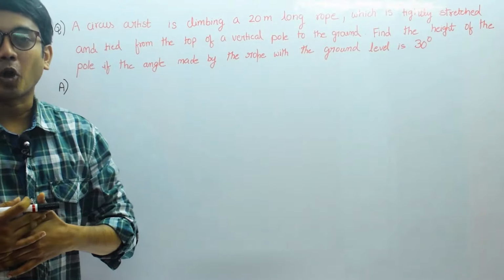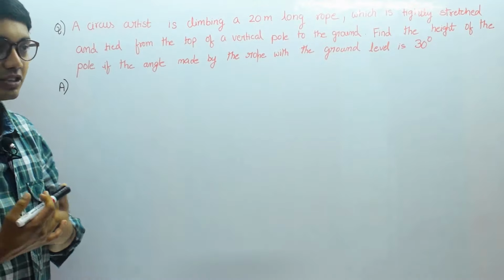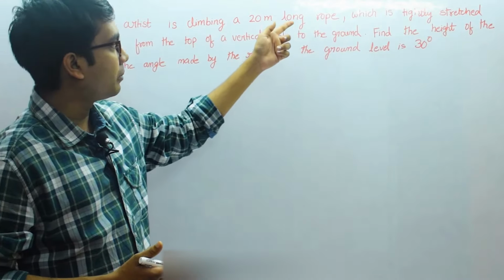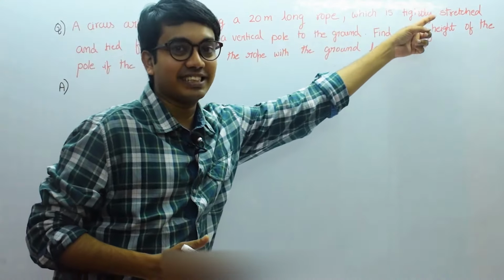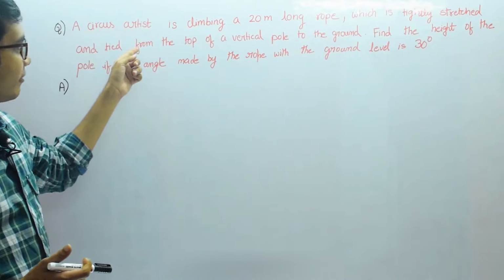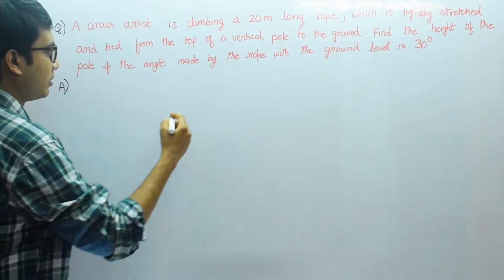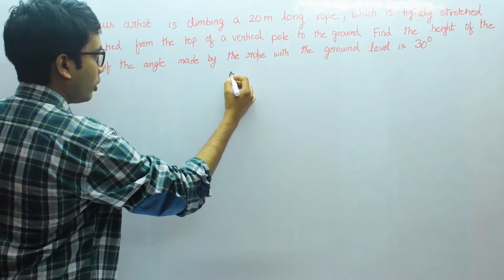Okay, let's look at a small problem on the application of heights and distances. The question goes like this. A circus artist is climbing a 20-meter long rope which is tightly stretched and tied from the top of a vertical pole to the ground. Let's read it half. So, I'll draw.